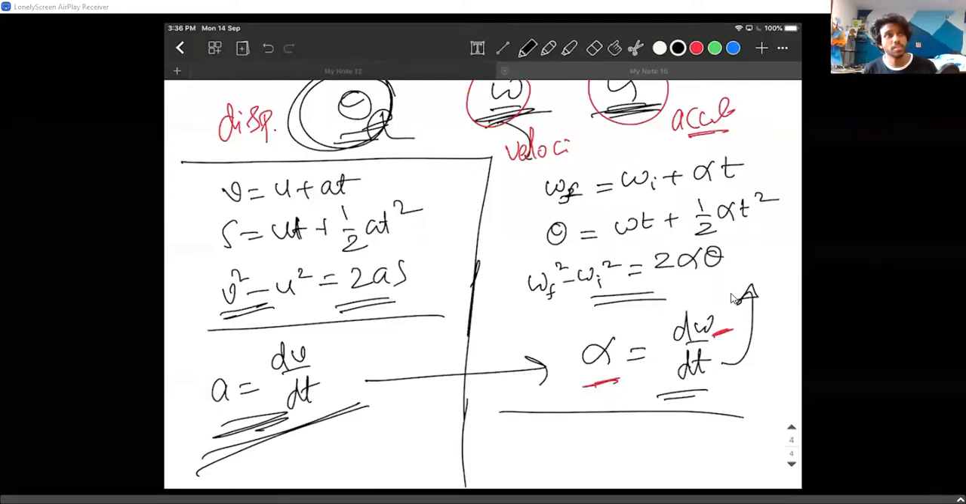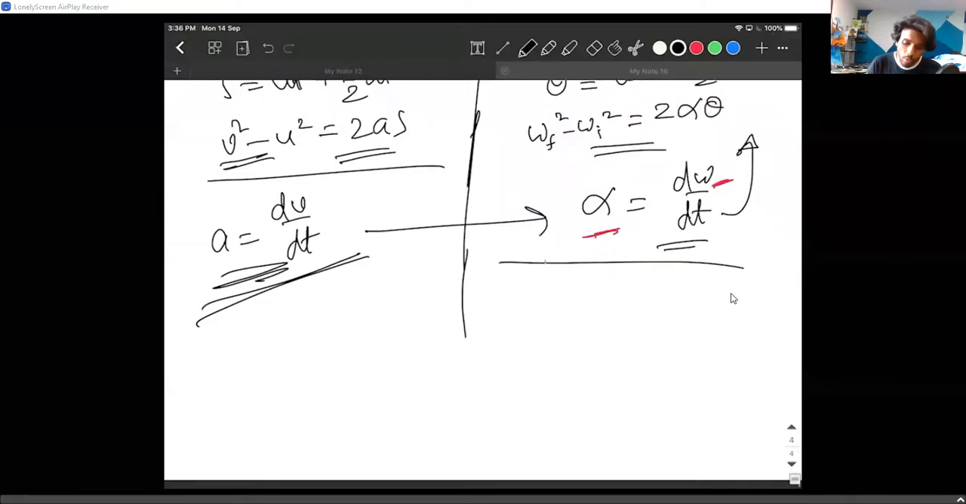What is the other equation that we have? Displacement in the nth second, right? That was the other equation. Displacement in the nth second is u plus a into n minus half. You can simply apply the same formula here and talk about the angular displacement also. But let me tell you what these things are like.